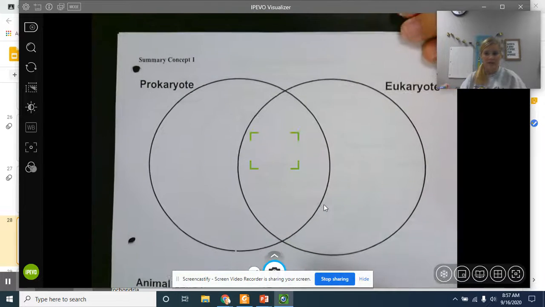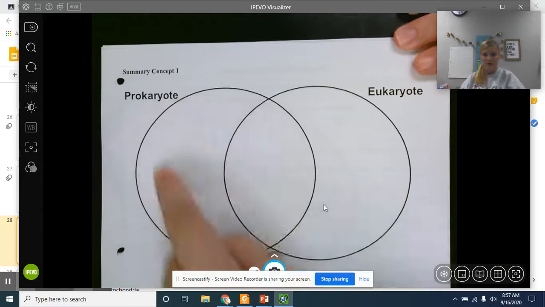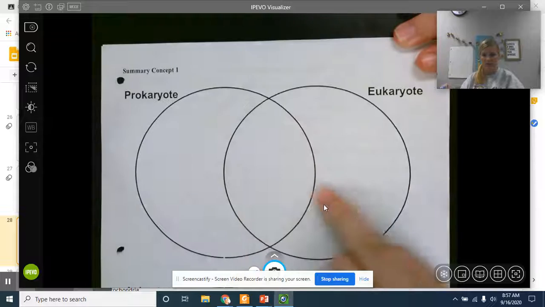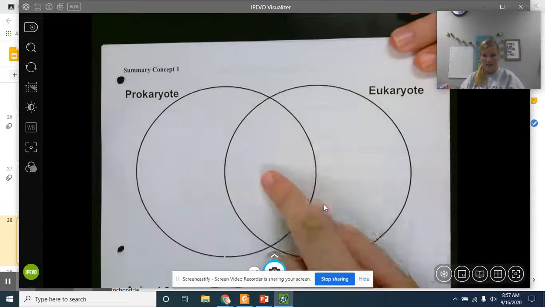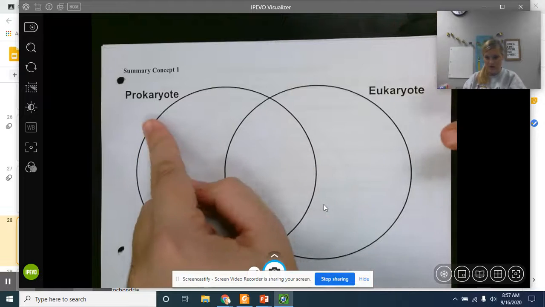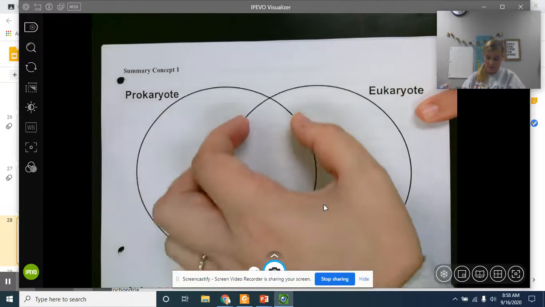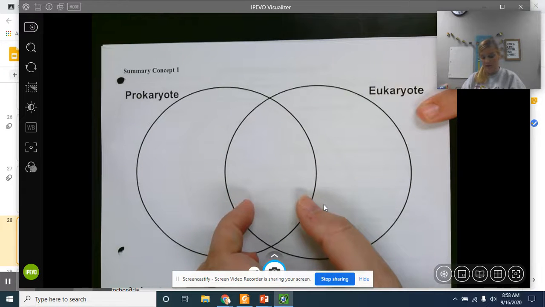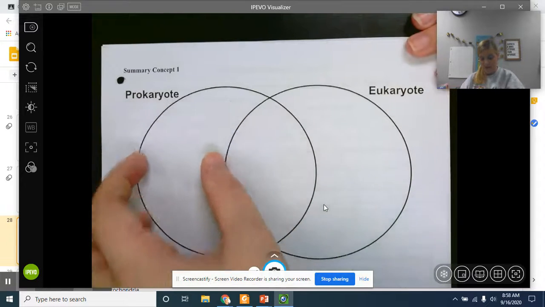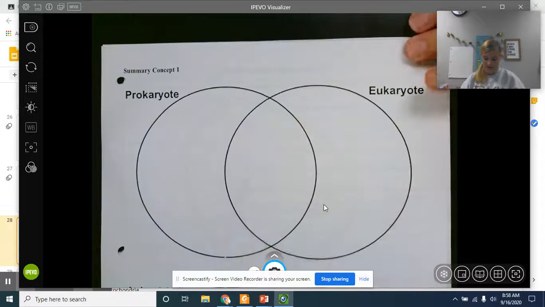Okay, so in our Venn diagrams, what we're doing here is we have our prokaryote on this side, eukaryote on this side, and everything that they share is in the middle. So whatever we can tell that our prokaryote and eukaryote cells have in common, we're going to put in this middle. If we only find it in a prokaryote cell, we're going to put it over on the left. And if we only find it in eukaryote, we're going to put it on the right.